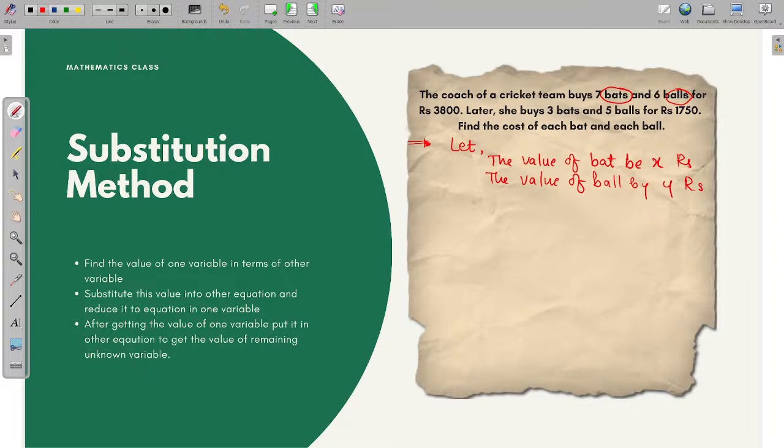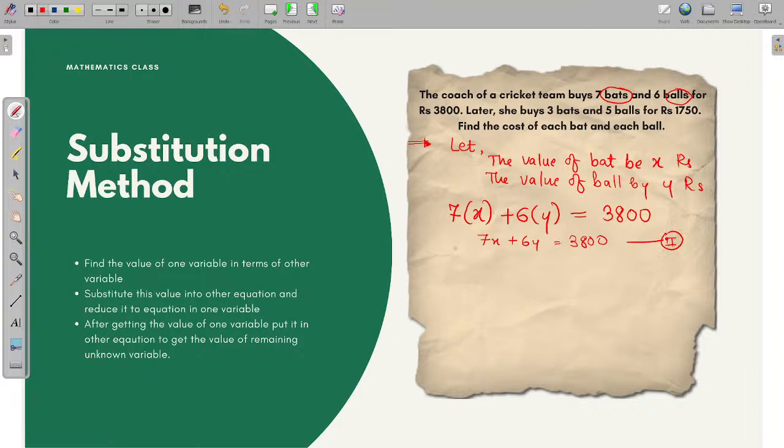If he bought 7 bats, that means the price of bats is 7 into x, correct? And if the value of ball is y rupees and he bought 6 balls, that means the total cost he spent was 6 into y, 6 into cost of 1 ball, and this is equal to total. What was the total bill? It was 3800. Got it? The total bill was 3800. Now this is our first equation. 7x plus 6y is equal to 3800, and we'll just number this as equation number 1.